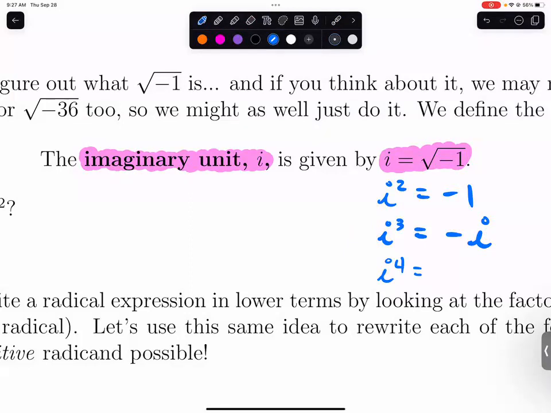Do it again, right? What's negative i times i? It's negative from that, and then i squared, right? But i squared is -1. So that one would be 1. And then just around and around, right?